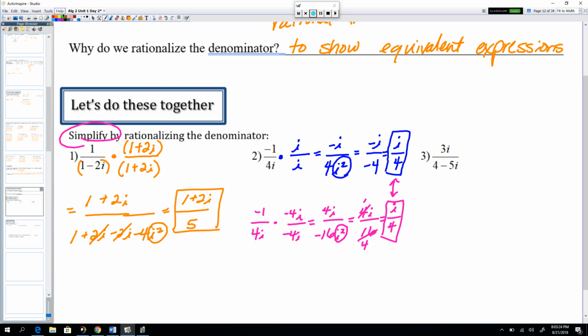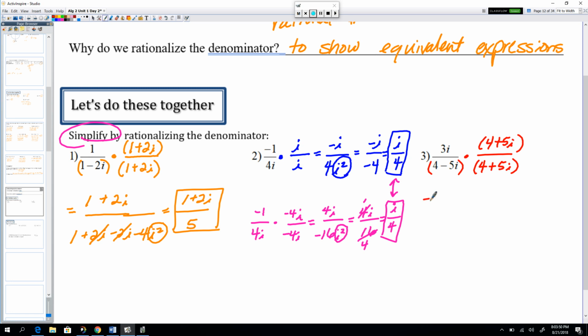All right, let's do one more of the complex on the bottom. Give me a second to think about what the conjugate is of this. Think about it for a second. What do you think it is? You should have thought of 4 plus 5i. Only change the sign on the second term. Whatever happens to the bottom must happen to the top.